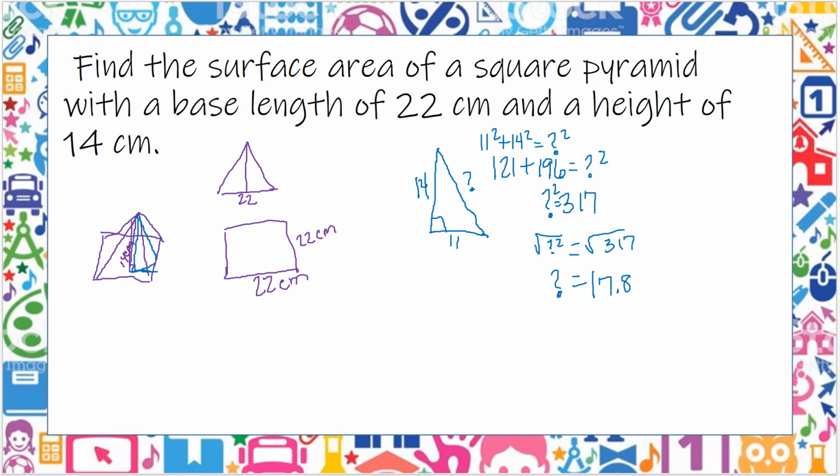So now I can figure out the surface area, or the amount of area it would take to cover this pyramid with some wrapping paper or something like that. Okay, so I'm going to find the area of the base, which is the square, by saying 22 times 22. And that is 484 centimeters squared.